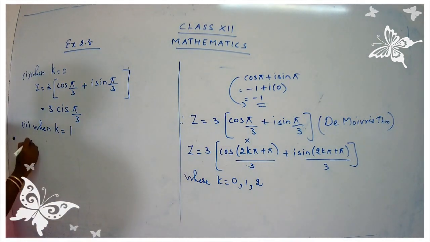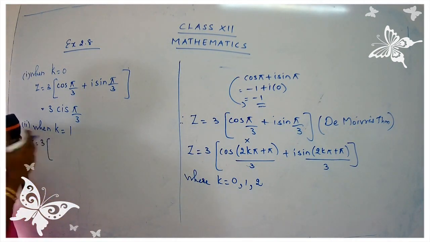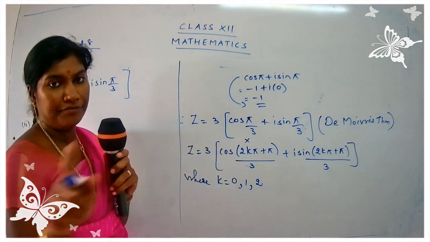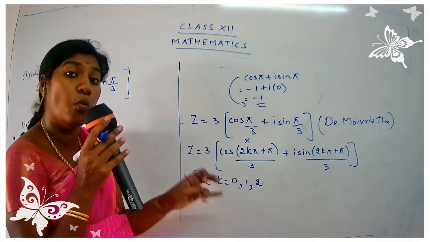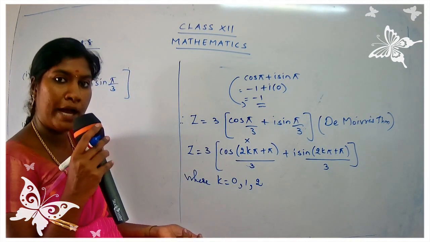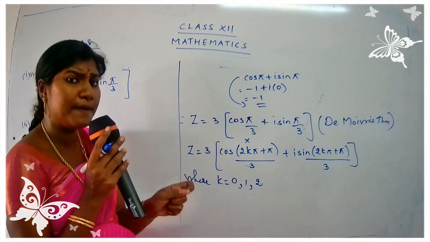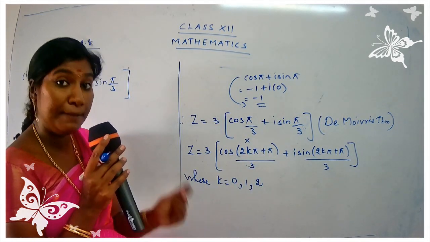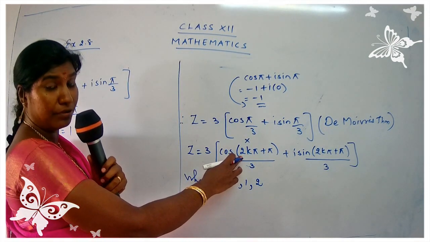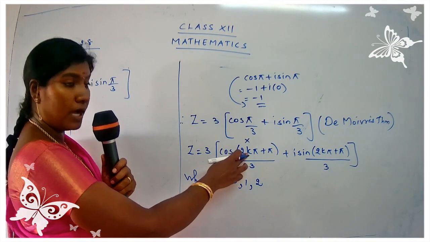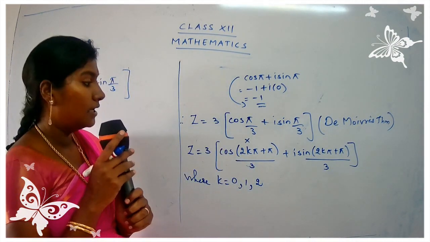So what you get here, z is equal to 3 times. I'm going to do it directly, children. In place of k, I have to take 1. So 2 into 1 into pi. 2 into 1, 2. 2 into pi, 2 pi. 2 pi plus pi. What is 2 pi plus pi? 3 pi. Okay, 3 pi upon 3. I hope you're clear with the step, children. Are you clear with the step? 2 into 1, 2. 2 into pi, 2 pi. So 2 pi plus pi gives you 3 pi.